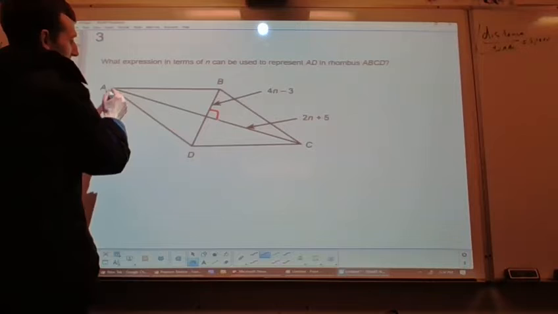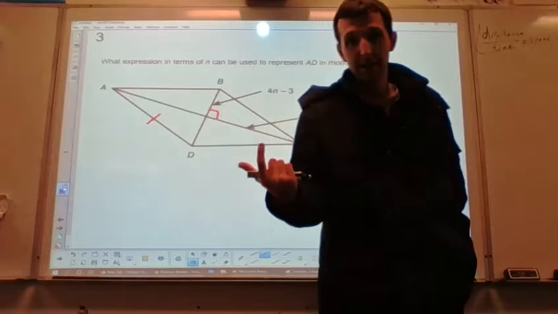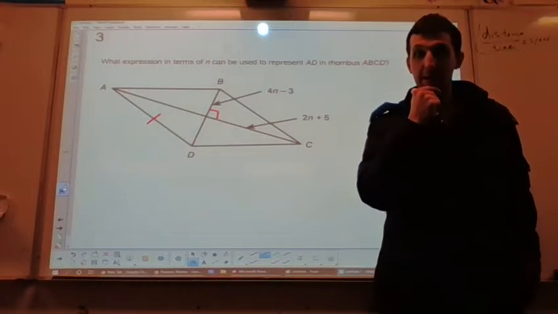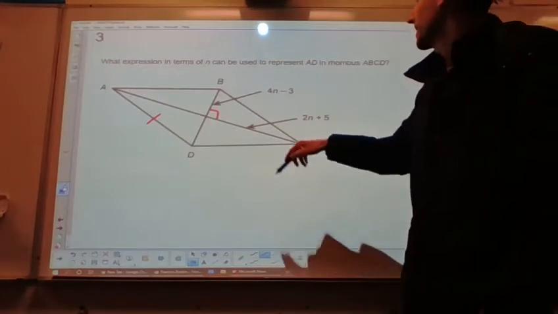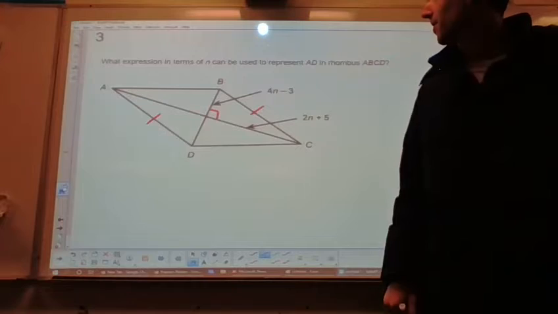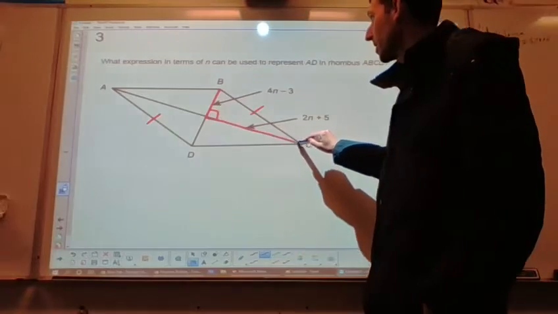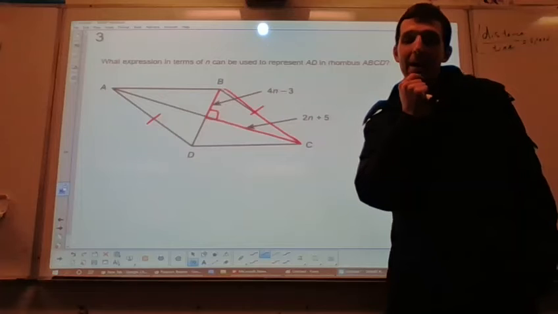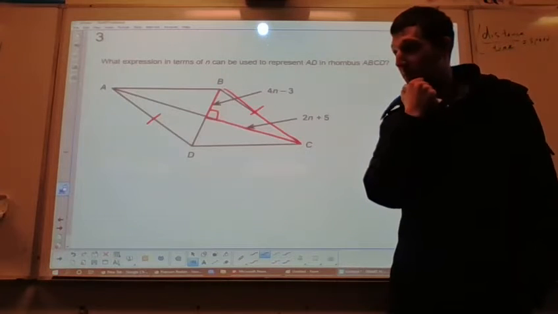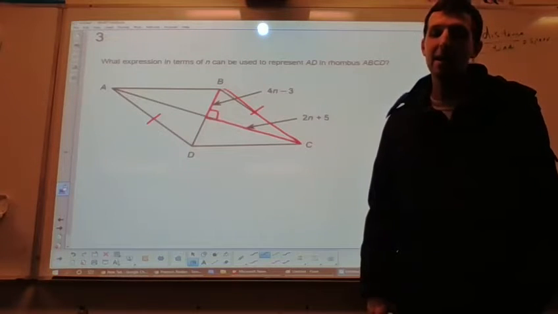So you're looking for AD here, but guess what? AD, remember a rhombus is a parallelogram, so properties about parallelograms, opposite sides are congruent. So AD is actually the same thing as BC, all right? And so if we take this rhombus and we cut it up into triangles, we have right triangles. And how do we figure out sides on a right triangle? If we know two of them, the third one can be determined by Pythagorean theorem.